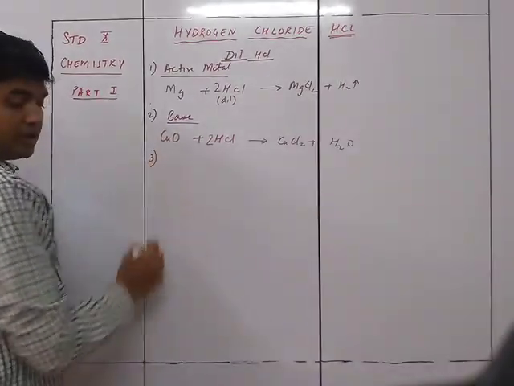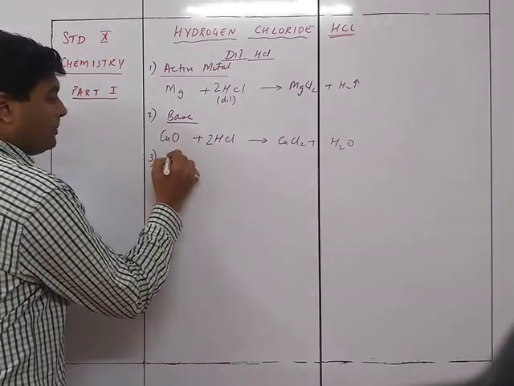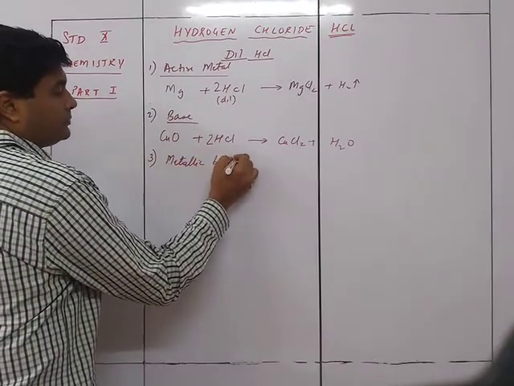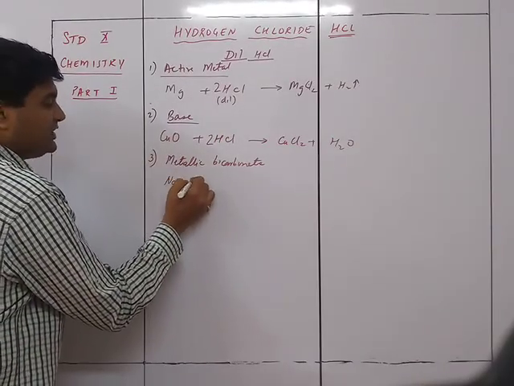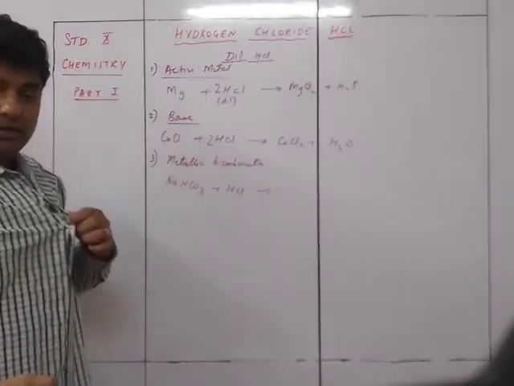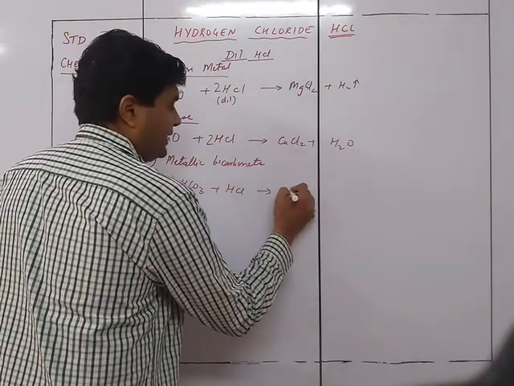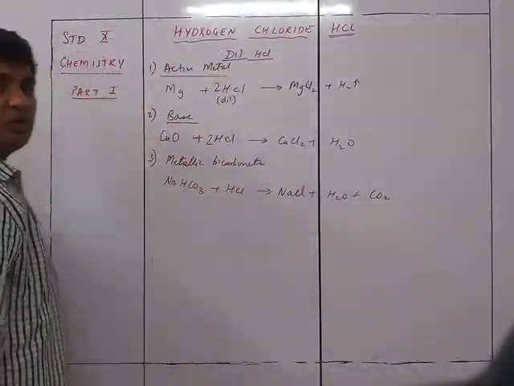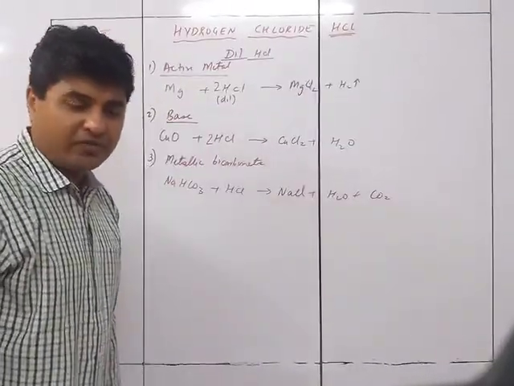The third one is with metallic bicarbonate. When I take a metallic bicarbonate, what is going to happen? Like NaHCO3 plus HCl will give me NaCl. Na will go with the Cl, so it will be NaCl, salt, plus water plus CO2. Bicarbonate is giving me salt plus water plus carbon dioxide. This is a general property of an acid.